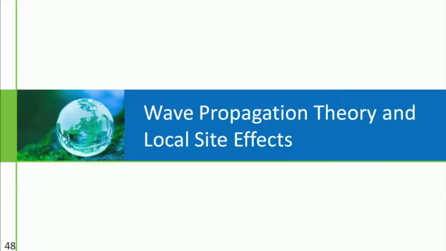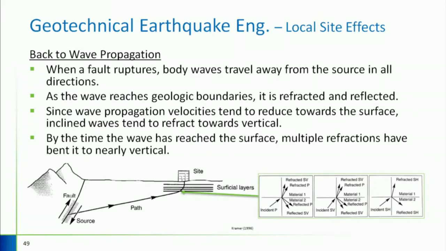All right, back to wave propagation. This will go into our local site effects, which tends to be a big concern, especially in the Charleston area where there's so much sand and soil for the wave to pass through. Anyway, as I've said, the fault ruptures, the wave travels through the earth, it reaches geologic boundaries, and it's reflected and refracted.